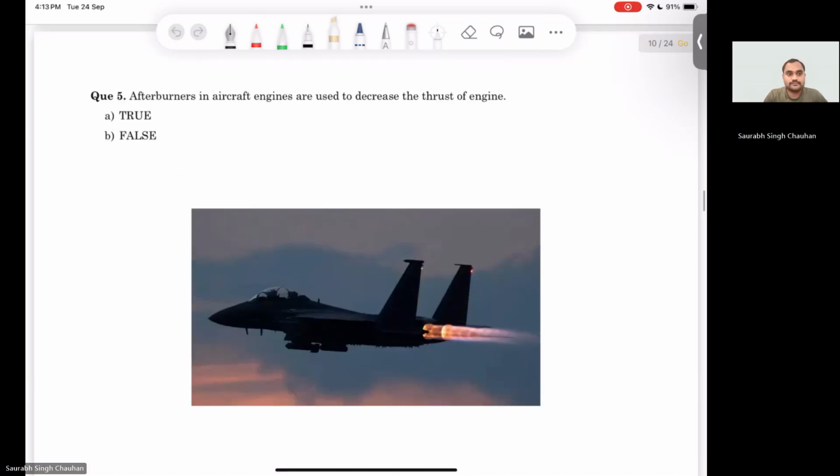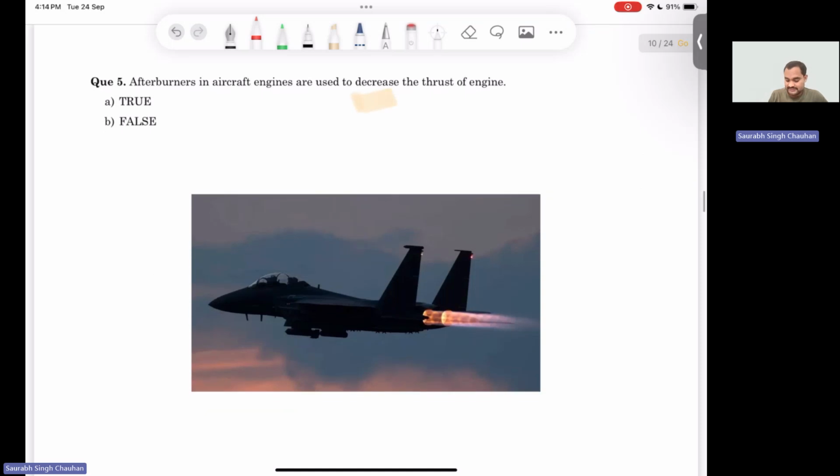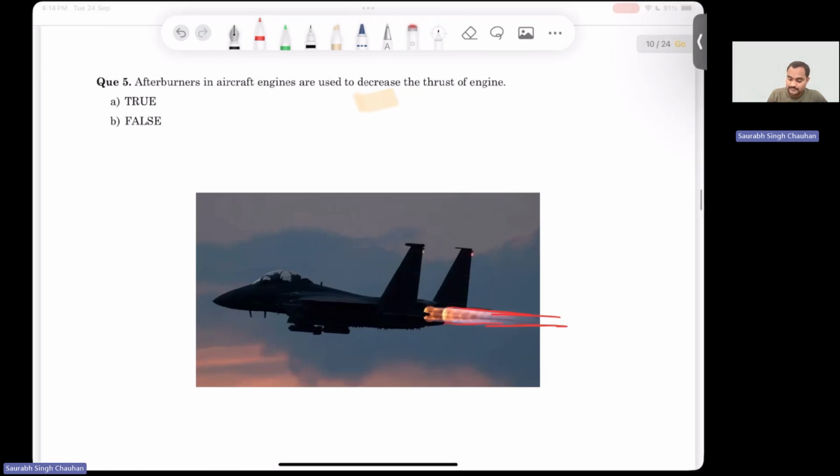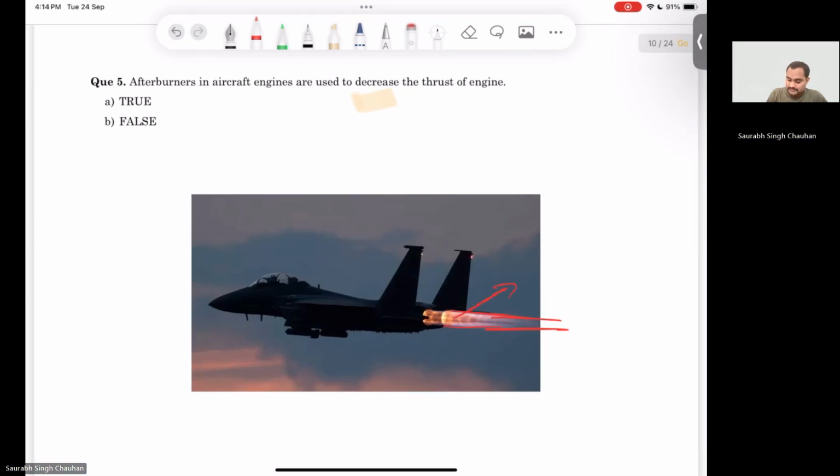Okay, so question number 5. It says, afterburners in aircraft engines are used to decrease the thrust of the engine. So here in this picture, you can see there are some visible flames coming out, right? These are coming from the afterburner, okay?